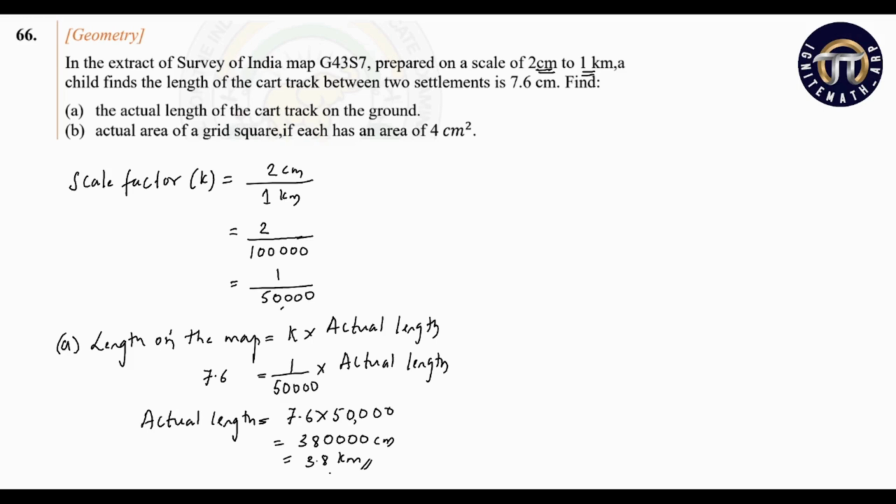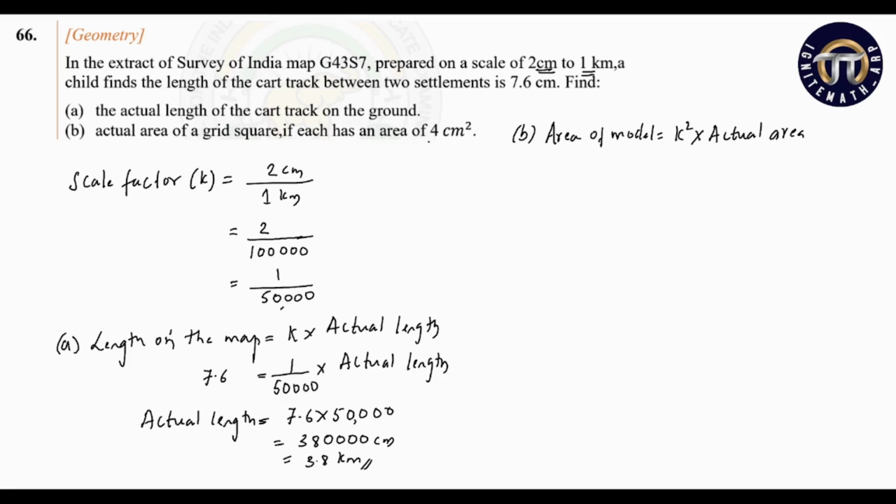You must know that whenever I'm talking about area, the area of the model is equal to k square times the actual area. When it comes to volume, it is k cube times. So I can write: area of the model is equal to k square times the actual area. Okay, actual area. So now what can I write?